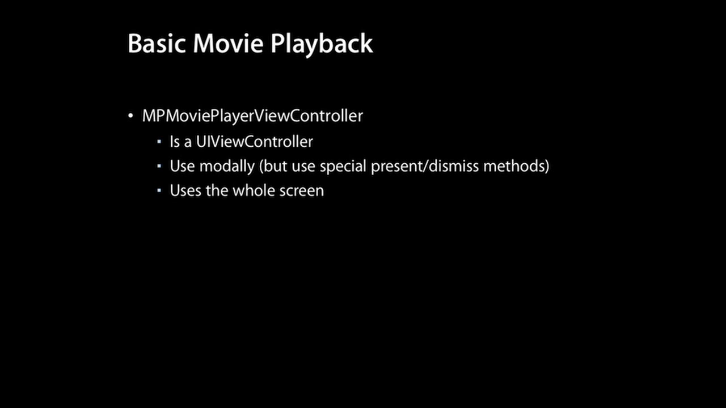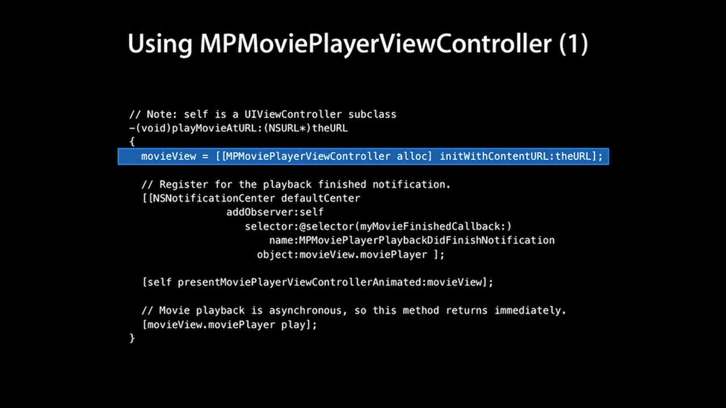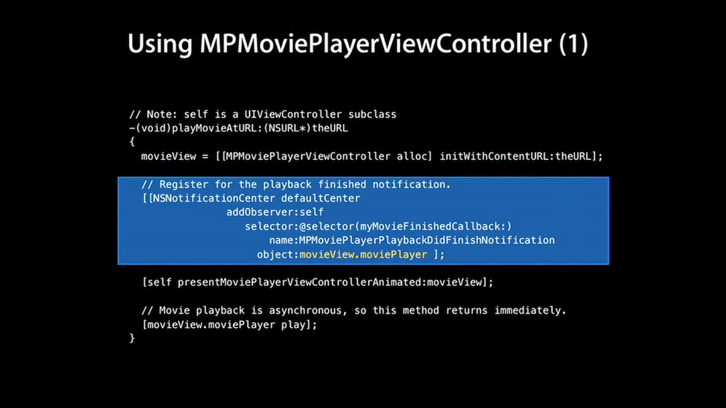Obviously, the first thing you're going to do is you need to allocate that MPMoviePlayerViewController and init it with your content. And the next thing you're going to do is you're going to register for the playback finish notification. Now, one of the things you want to notice here is that the object you're going to get notifications on is not your view controller. Instead, it's the movie player that's associated with the view controller. And the notification you're going to register for is MPMoviePlayerPlaybackDidFinishNotification. And this is what you're going to get when your movie stops playing.